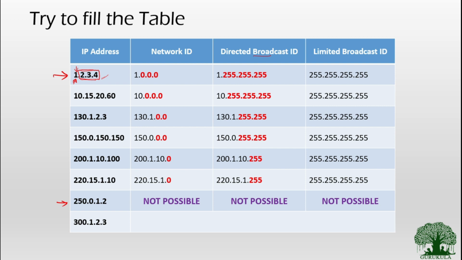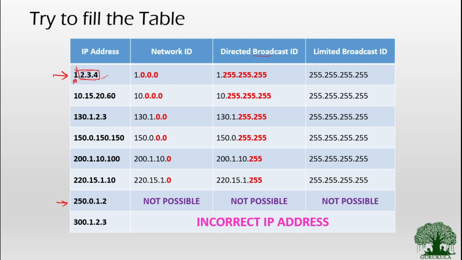And then the last IP address is 300.1.2.3, which is an invalid IP address, because each part of the IP address can have a maximum value of 255. We have only 8 bits, and putting all ones in all 8 bits you will get only 255. So 255 is the maximum value that can appear in an IP address. So 300 cannot be possible.